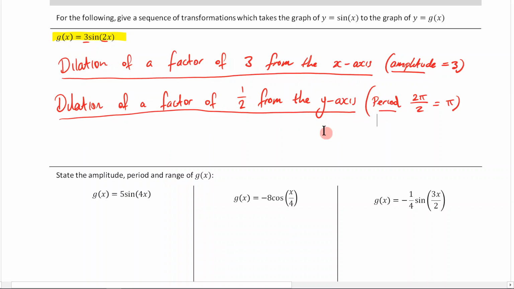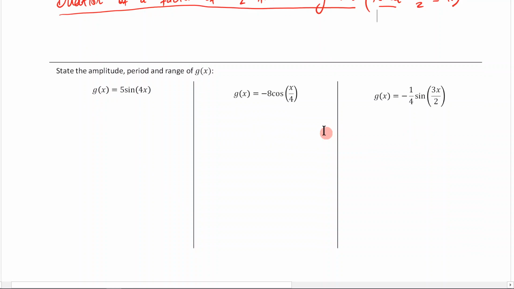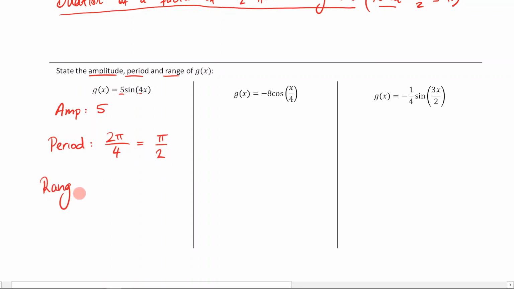Let's now go through some more examples here. This is asking us to state the amplitude, the period, and the range for these. To find the amplitude, it's really easy. You're literally just looking for the number in front. It's going to be 5. The period, what you're going to do is say it's 2 pi over whatever is in front of the x. So in this case, it's going to be 4. You then simplify. This is pi on 2. That's going to be the period. Finally, the range is simply -5 to 5.